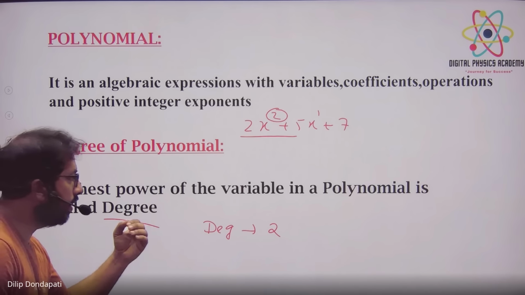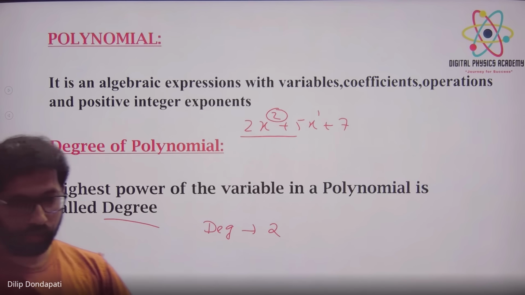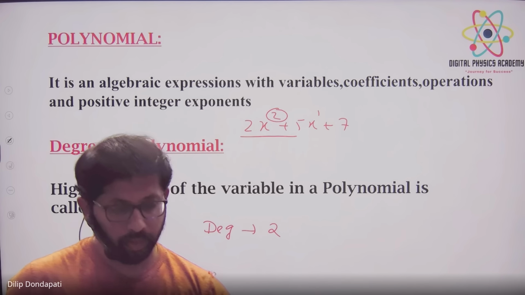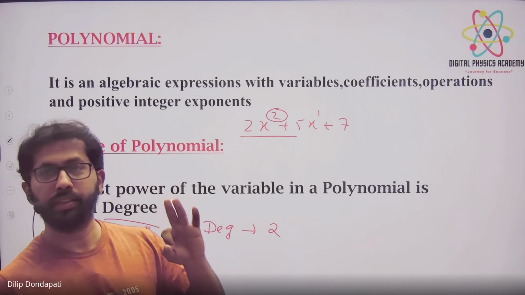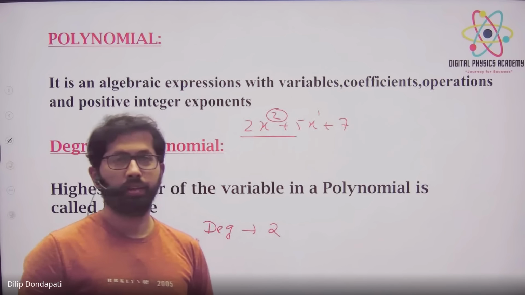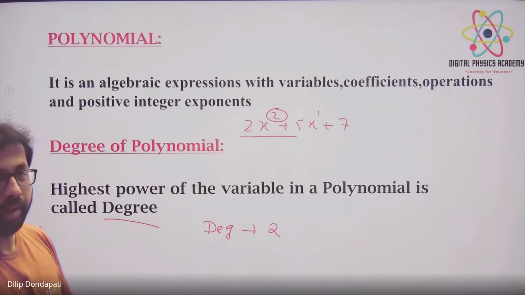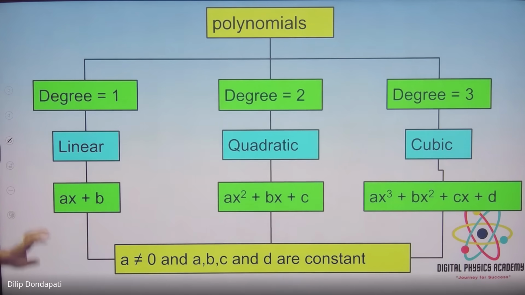Now degree of a polynomial is classified into 3 parts. What are the 3 things? Linear, quadratic, and cubic. Linear polynomial, quadratic polynomial, and cubic polynomial, right? So we classified this one.